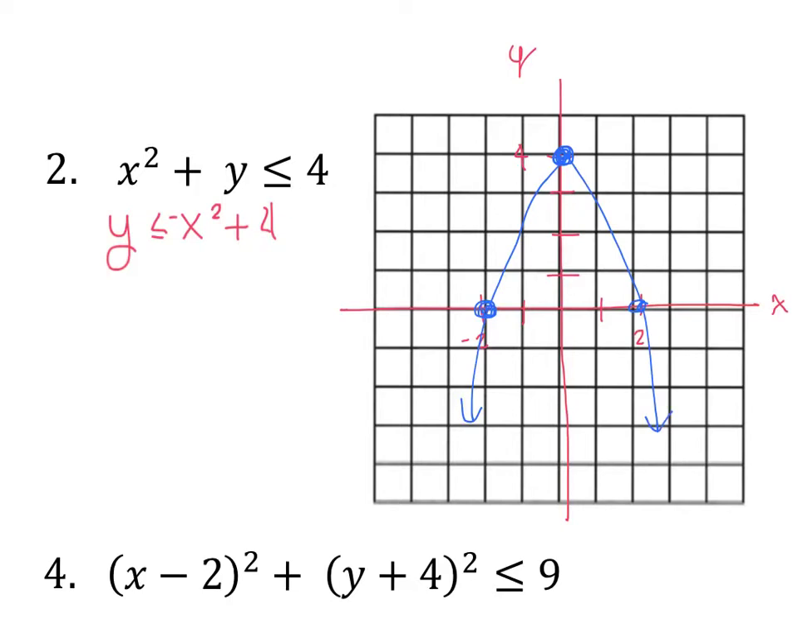And because y is isolated, we can shade in that direction. Y less than, y decreases in this direction towards negative infinity. So I know I'm shading on the inside of this parabola.